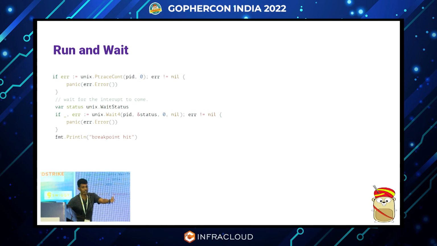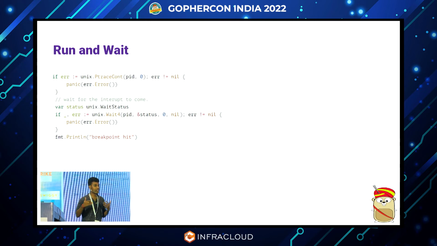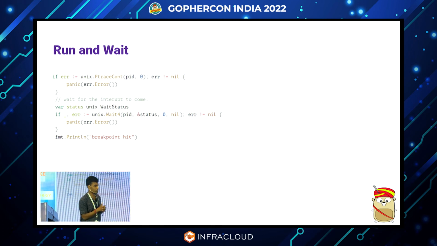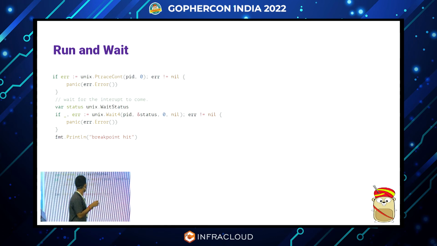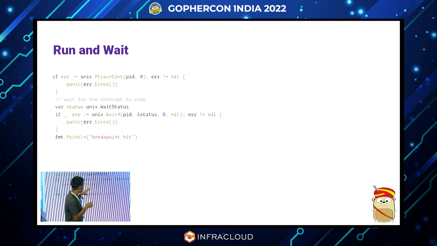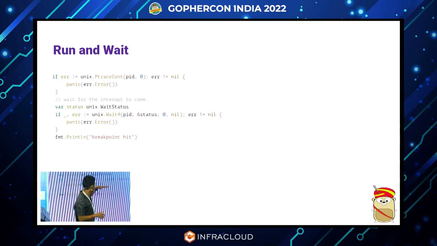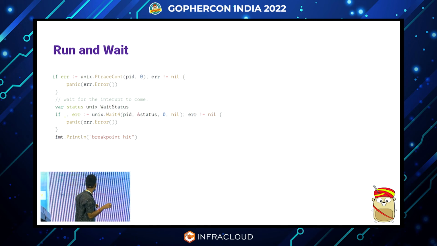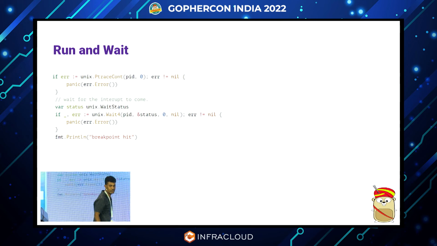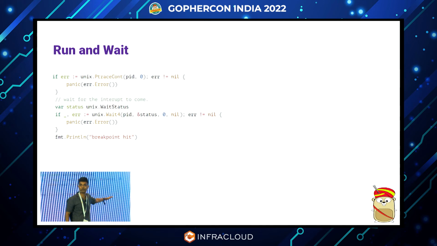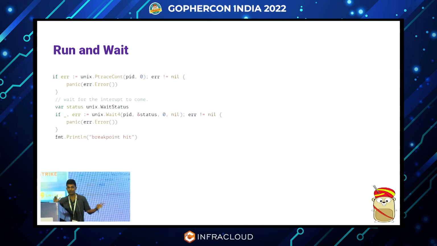Then we continue the program. To run the process, we use ptrace continue, cont. Then we wait, unix.wait, which is a blocking call. That will be blocked till line number 12 has been hit. Then the signal will be given to this parent process. Till then, this process will be blocked. Then my dumb way of debugging is to add a println statement, like "breakpoint hit". This is how we know, okay, the breakpoint is working.